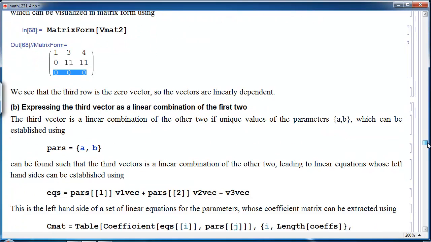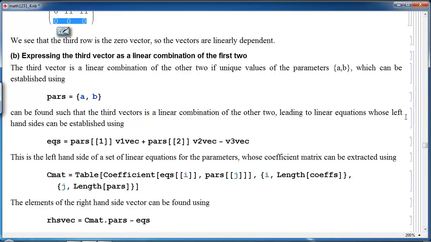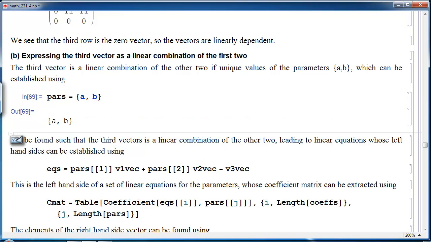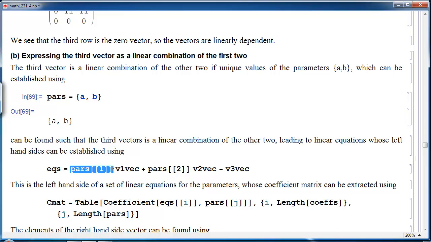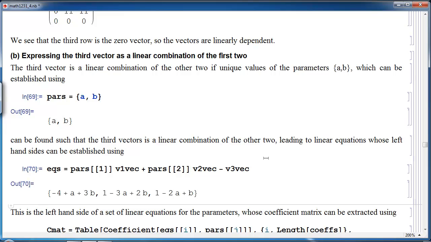And now we want to express the third vector, for example, as a linear combination of the first two. So we can do that if we can find unique values of the parameters a and b, which we can establish using this, such that the third vector is a linear combination. So we take a times the first vector plus b times the second vector and subtract off the third vector, and if that's possible, then we should be able to find the coefficients a and b, unique values, in such a way that these three equations here vanish.